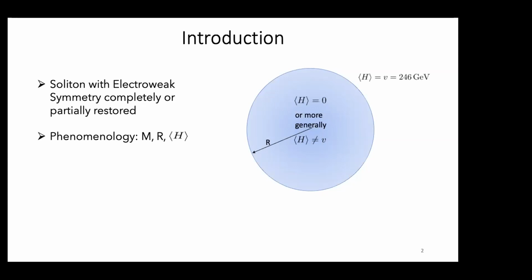Phenomenologically, the most important things for us will turn out to be the mass of the object, the radius of the object, and what is the expectation value inside the ball. But we still want to understand that from the microphysics. Our goal here is to understand how to form it, and also how to get a larger size object, because this is a macroscopic state, and usually when we have macroscopic dark matter, we really want to understand how to get big objects and how to study their phenomenology.